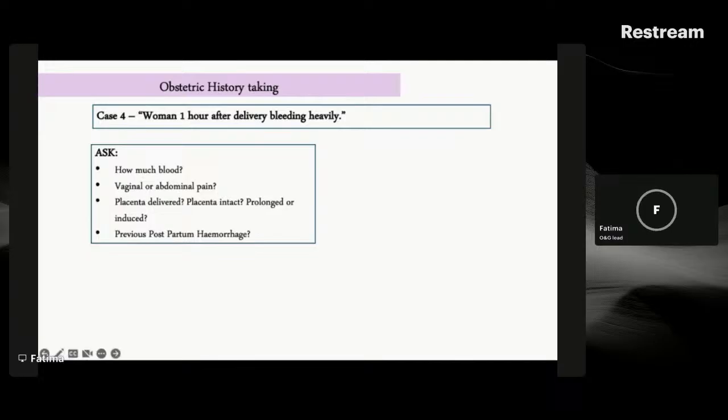Also, it's helpful to know the details of the delivery. So was it vaginal, or was it C-section? Was it instrumental, episiotomy? Were there any tears, any sutures required?